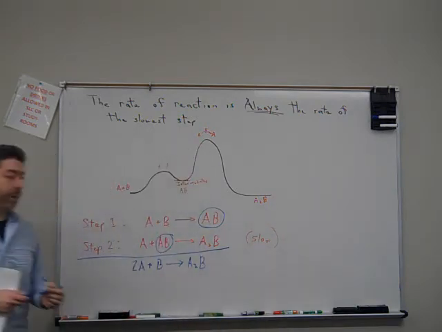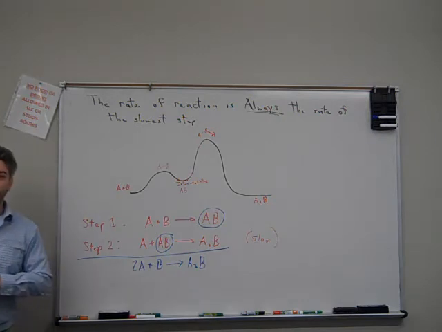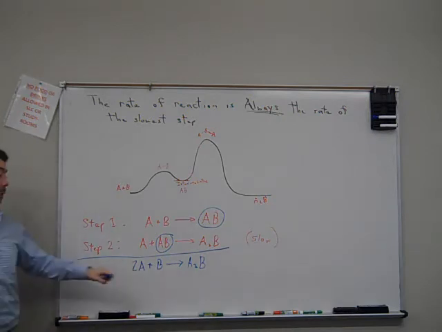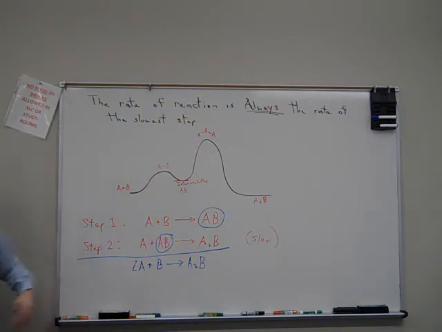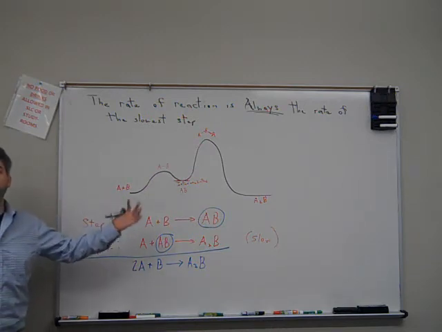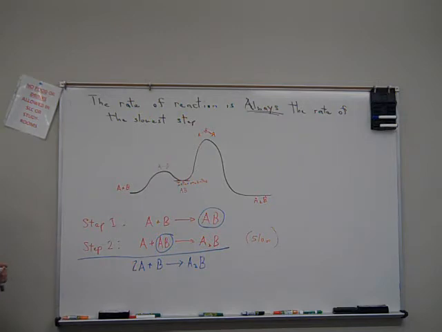In the overall reaction, AB is not present. Intermediates do not show up in the overall reaction. They're formed as a part of one step and then they're completely used up by the end. So that's this thing with intermediates. They don't show up in the final overall reaction.